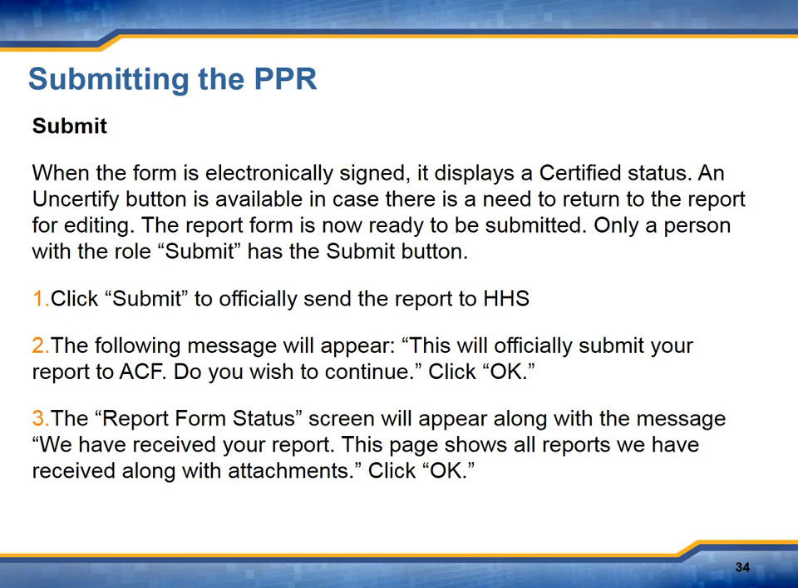Only a person with the role Submit has the Submit button. To submit the PPR, first click Submit to officially send the report to HHS. The following message will appear: This will officially submit your report to ACF. Do you wish to continue? Click Yes. The report form status screen will appear along with the message, We've received your report. This page shows all reports we have received along with the attachments. Then click OK.